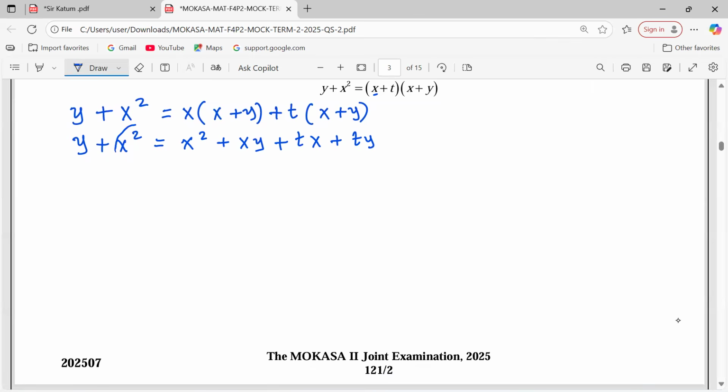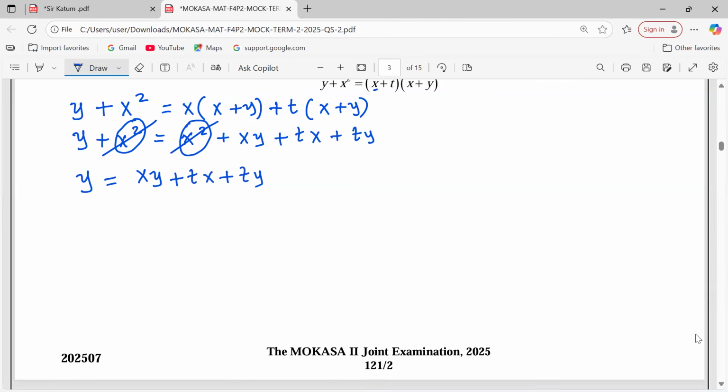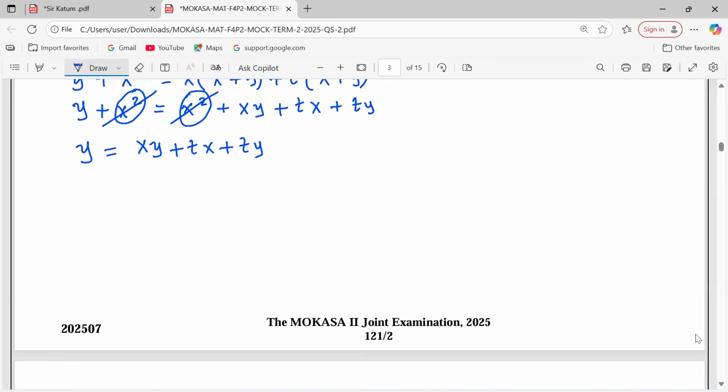We have x squared and x squared. When we group them together, they shall cancel out. So we remain with y equals xy plus tx plus ty. That way, we can now group the terms with x together.